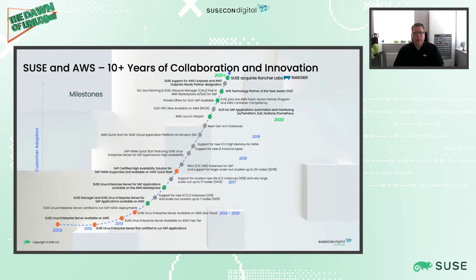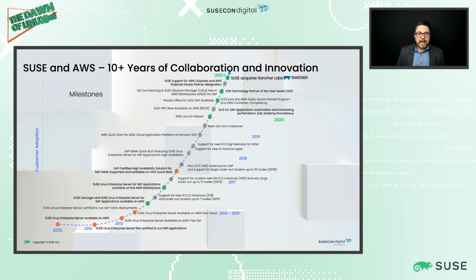So SUSE have a partnership that's stretched back well over 10 years. And over that time, there have been a number of milestones. And as you can see by this slide, there's been a large amount of activity and success in that time. In fact, we've probably helped thousands of customers move to the cloud. And it pretty much all started back in 2010 when SUSE Linux Enterprise Server was the first commercial Linux available on the AWS Cloud. And a few years later in 2015, we had SLE HA SAP available on the market.